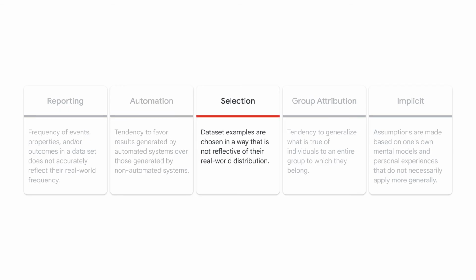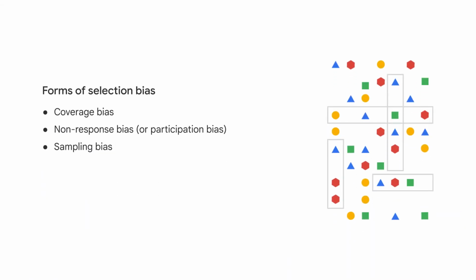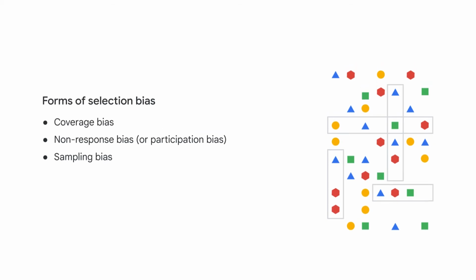Selection bias occurs if a dataset's examples are chosen in a way that doesn't reflect their real-world distribution. Selection bias can take many different forms, such as coverage bias. This occurs when data is not selected in a representative fashion. Non-response bias, or participation bias, happens when data ends up being unrepresentative due to participation gaps in the data collection process. And sampling bias occurs when proper randomization is not used during data collection.